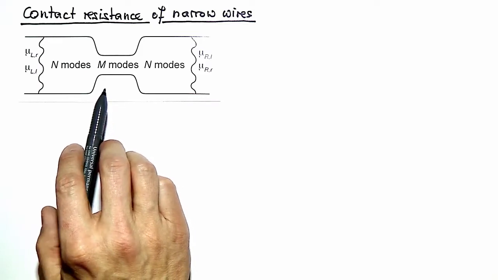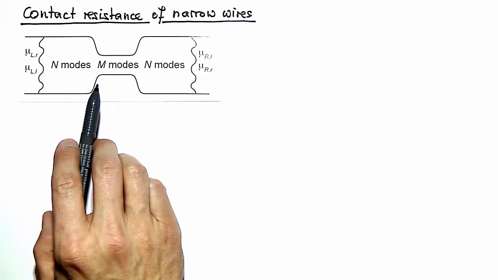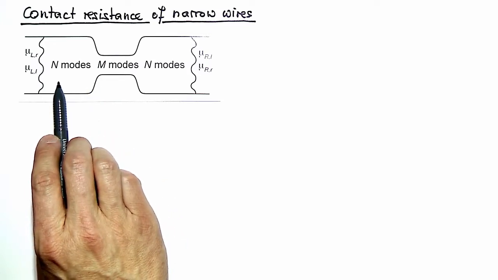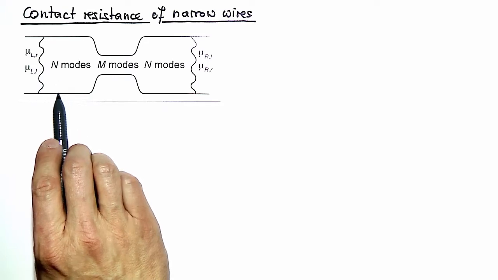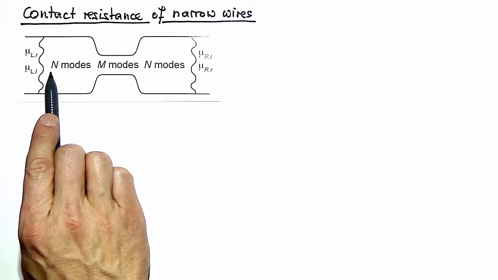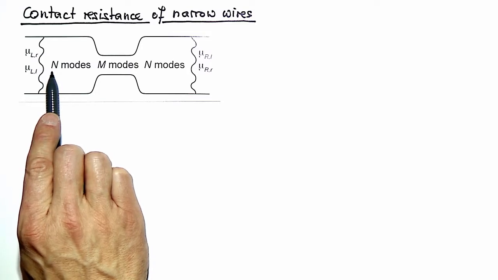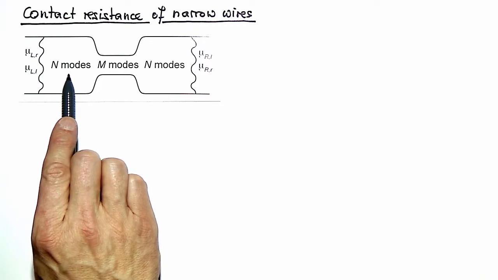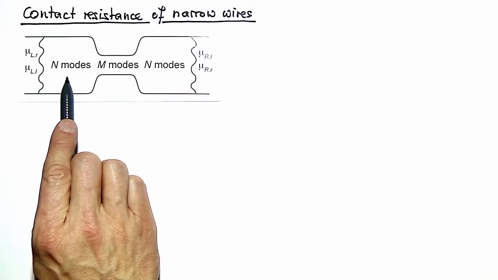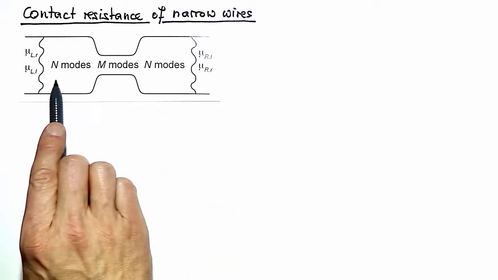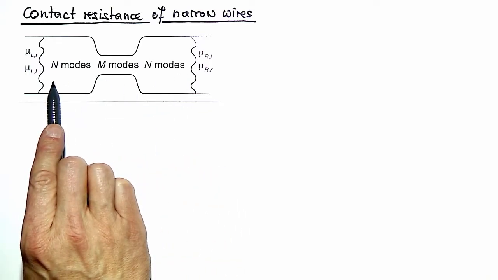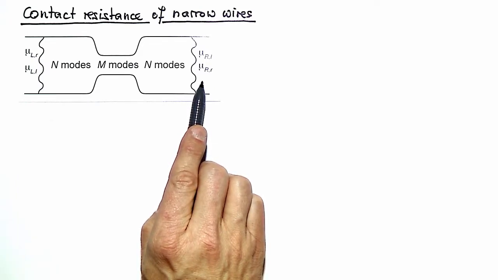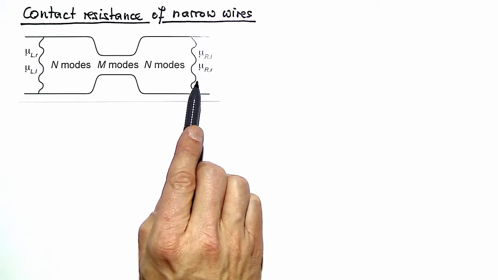Now in this exercise we have a slightly modified setting where the contact regions are no longer infinite, but they are of finite width and they support N occupied modes on both sides. We are now interested in the question what the resistance of this junction would be if we consider these two N-mode conductors as the electron reservoirs for transport.